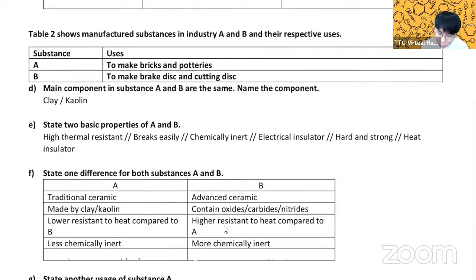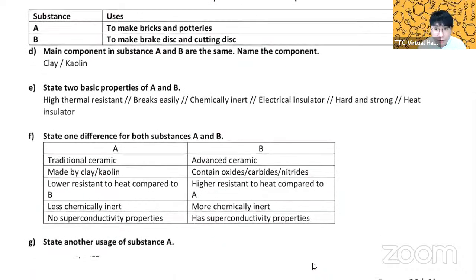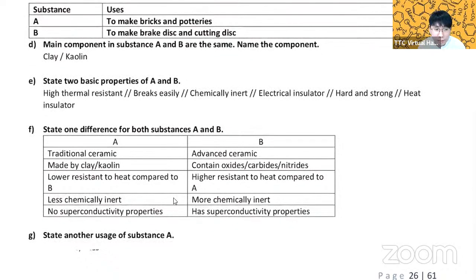And lastly, about your advanced ceramic, you know it is good for making superconductors. So you can say that A has no superconductivity properties, and advanced ceramic has superconductivity properties. As I said again, superconductivity means it is able to produce a strong electromagnet at a very low temperature. Okay, so that's one thing. So that's A and B.